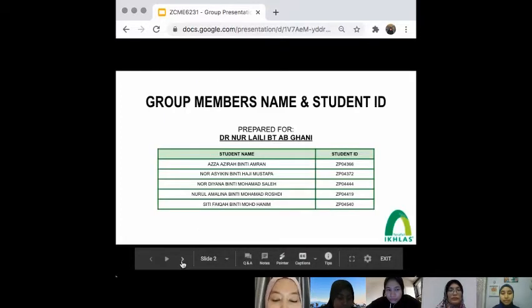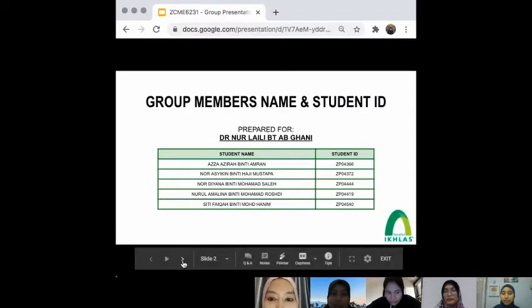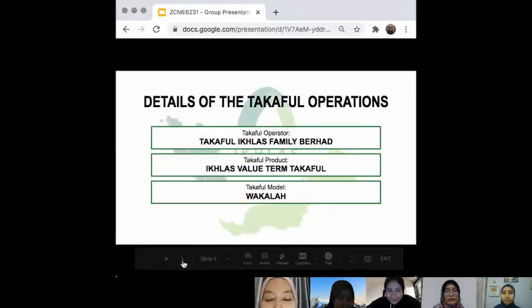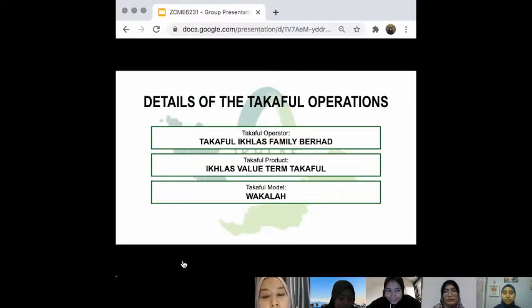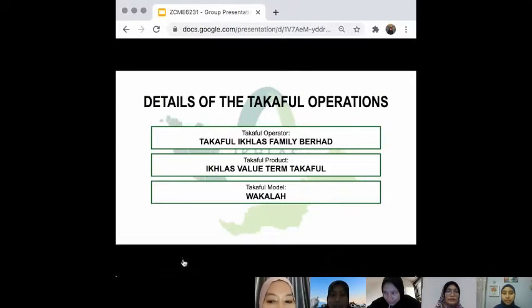These are our group members: Azza Azira, Nur Ashikin, Nur Diana, Nurul Amalina, and Miss Tifaika. We will present on Takaful IKHLAS Family BERHAD. Our Takaful product is IKHLAS Value Term Takaful, and our Takaful model is Wakalah.